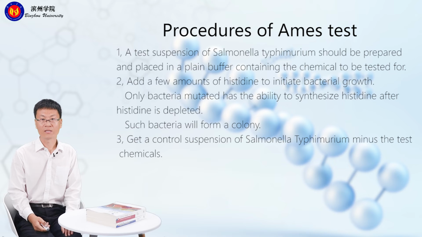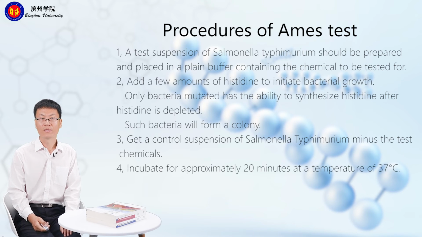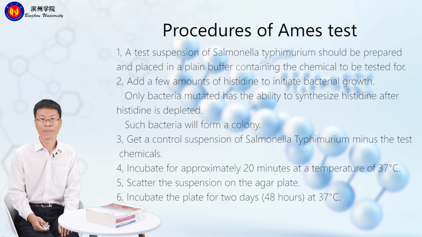Thirdly, get a control suspension of Salmonella typhimurium minus the test chemicals. Fourthly, incubate for approximately 20 minutes at 37 degrees Celsius. Fifthly, scatter the suspension on the agar plate. And sixthly, incubate the plate for 2 days at 37 degrees Celsius.